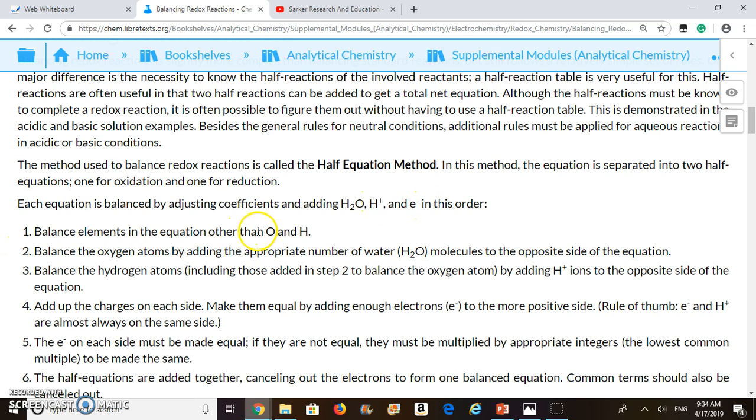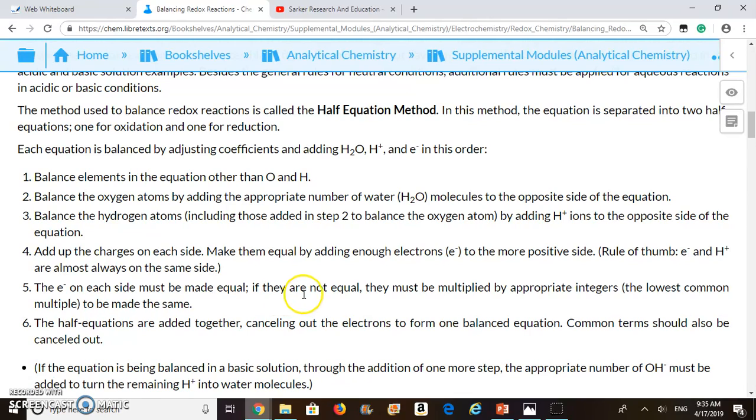First, balance elements in equation other than oxygen and hydrogen. Next, balance the oxygen atoms by adding the appropriate number of water molecules to the opposite side of the equation. Next, balance the hydrogen atoms by adding proton or H plus ions to the opposite side of the equation. Next, add up the charges on each side. Make them equal by adding enough electrons. Next, the electrons on each side must be equal. If they are not equal, they must be multiplied by appropriate integers to be made the same. Next, the half equations are added together, cancelling out the electrons to form one balanced equation. Common terms should also be cancelled out.